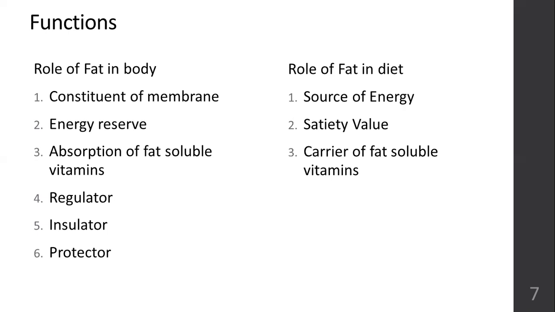Then it is also a carrier for fat soluble vitamins. Okay, within the intestine in the form of chylomicrons, and outside in the blood circulation also, fats are required to pick up the vitamins and take them through the blood circulation, deposit it into the liver.